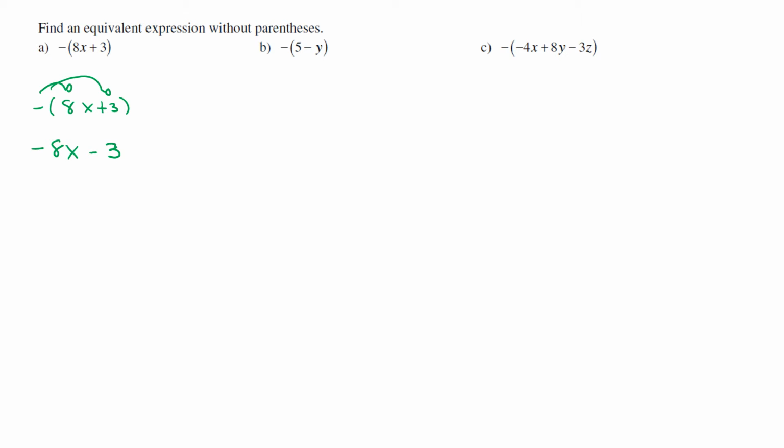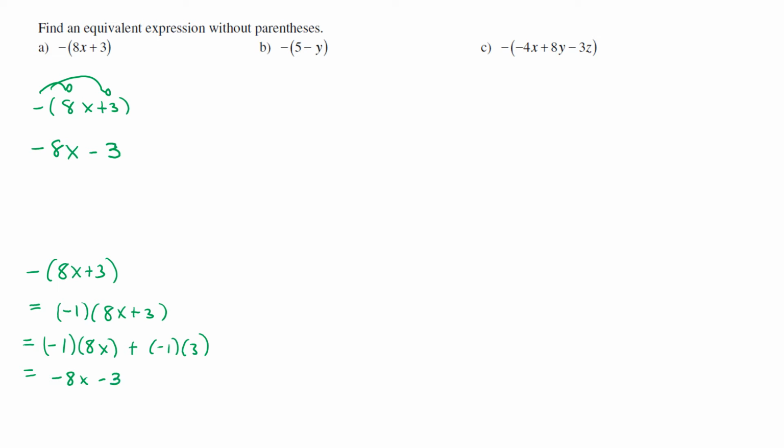So keep in mind here, this is like multiplying by negative 1. So negative (8x plus 3) is the same as thinking, well, negative 1 times (8x plus 3). And so we multiply by negative 1 each item inside our parentheses, plus negative 1 times 3. So that gives us negative 8x minus 3.